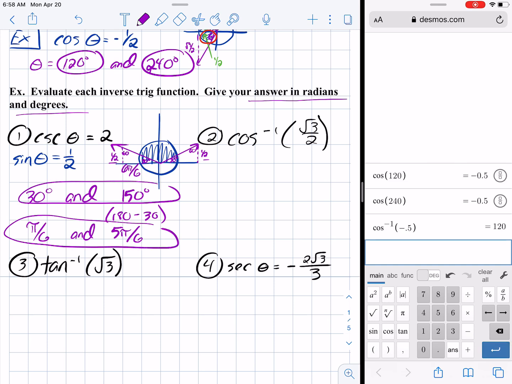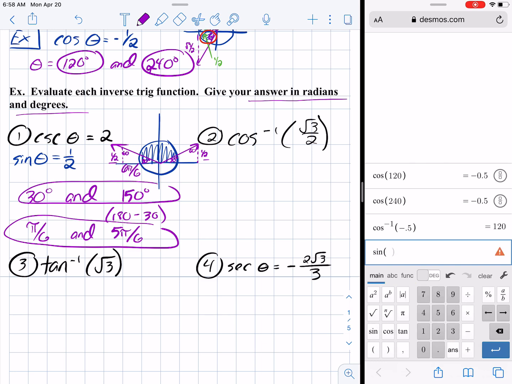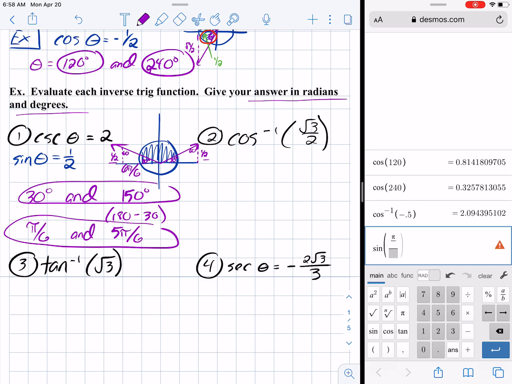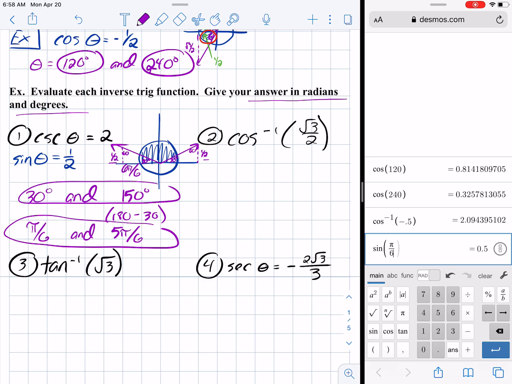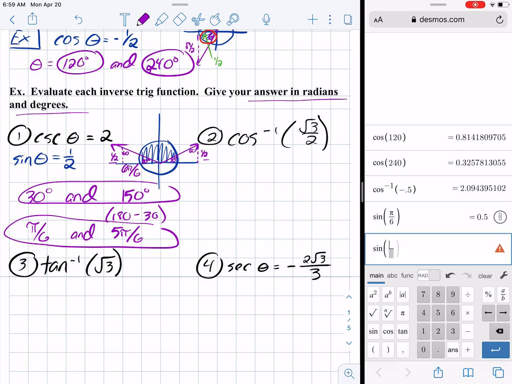And once again, use your calculator to check your work. We could just enter the sine of, let's try it in radians. Switch our calculator to radians. Pi over 6. And we get that 0.5. Sine of 5 pi over 6. And we're also left with 0.5. Okay, use your calculator to check your work.